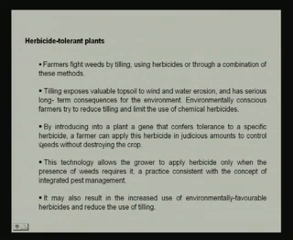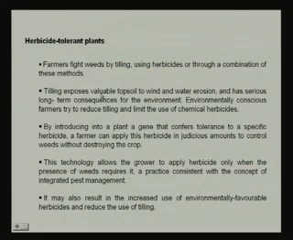So, this is one of such example. If we see another example, that is the herbicide tolerant plant. Now, when we are talking about this herbicide tolerant plant, the farmers fight against weeds by tilling, using herbicide, or through a combination of these methods.